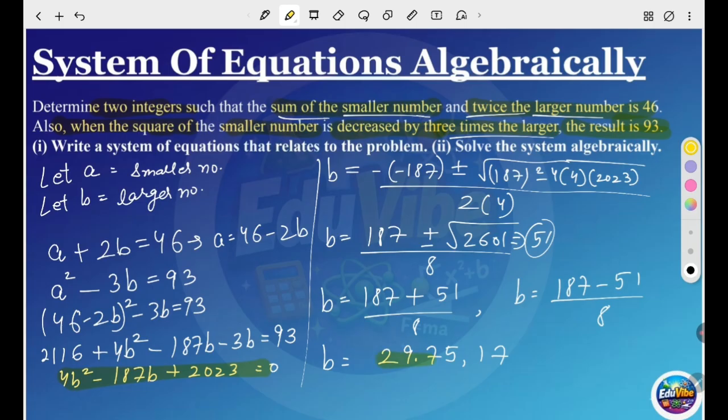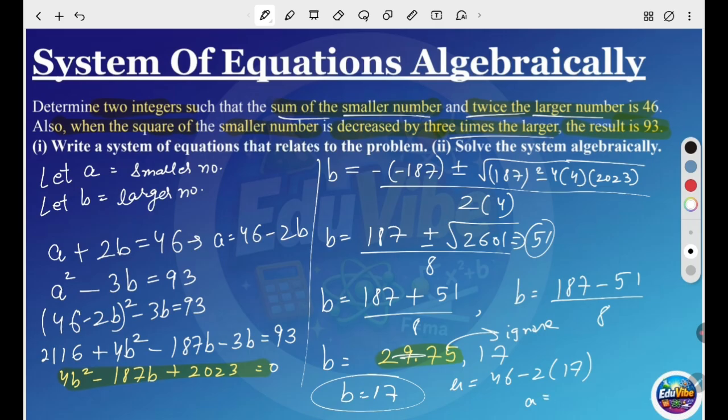But let me think, the decimal value is not an integer, and in these types of sums we don't deal with non-integers. So this value should be ignored, and we get the b value of 17. Then with the a value, which is 46 minus 2 into 17, we get the a value of about 12. So you get a of 12 and b is 17.